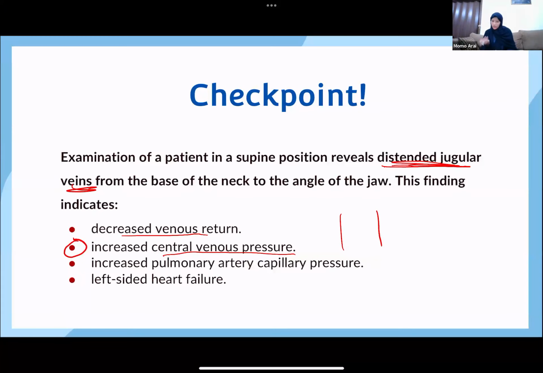Decreased venous return, no, because that would mean it's not going back to the heart, right? But increased pressure in the veins means that there's more blood in the venous side, and it's a finding if you have distended jugular veins. Pulmonary and left-sided, not always, because again, like I said, sometimes they can cause right heart failure, but it's not always the case. Increased central venous pressure is always correct in this case.